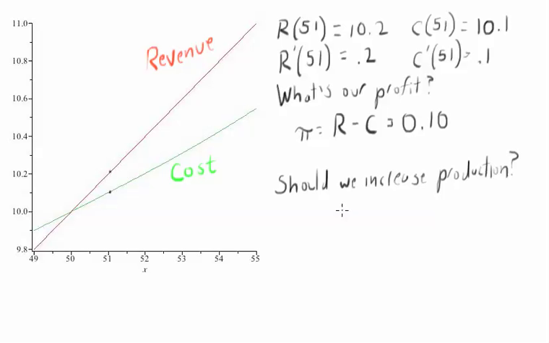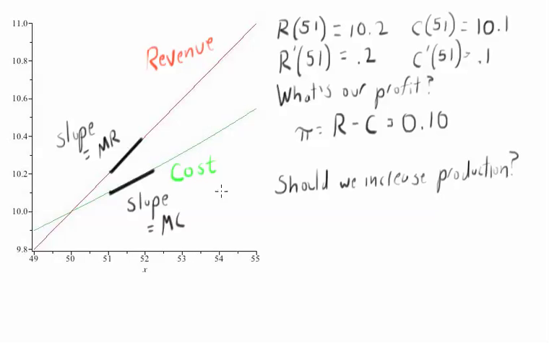The question is, should we increase production? Well, there are a couple of different ways of answering this, and let's talk about it in terms of slope, and then we'll talk about it in terms of the numbers. So in terms of slope, let's think about what's happening with the slopes at this point. So here we are at 51, and we've got a tangent line that looks something like that, and here we are at 51 for cost, and we have a tangent line that looks something like that. And if we want to label these, remember that when we're talking about the slope here, that is our marginal revenue. And our slope here is our marginal cost.